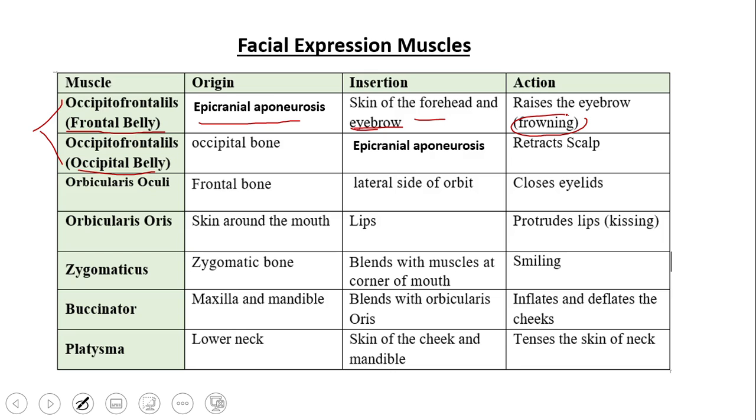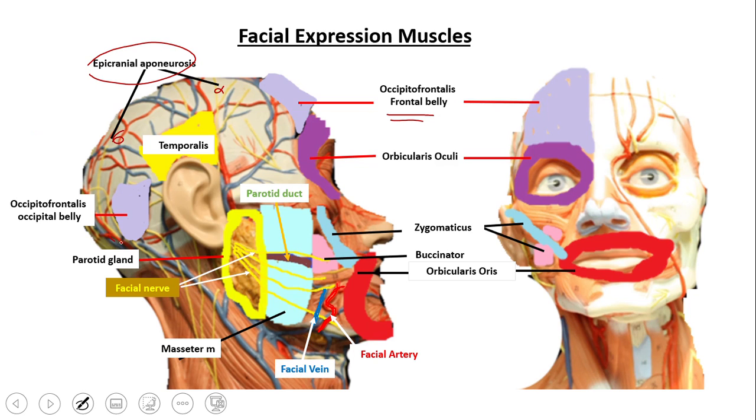The occipital belly of occipitofrontalis originates from the occipital bone, and then it is attached distally here to the epicranial aponeurosis. It is the muscle that retracts the scalp. And you know that some people are able to wiggle their ear. If you are able to do this action, it is the occipital belly of occipitofrontalis that is responsible for that.